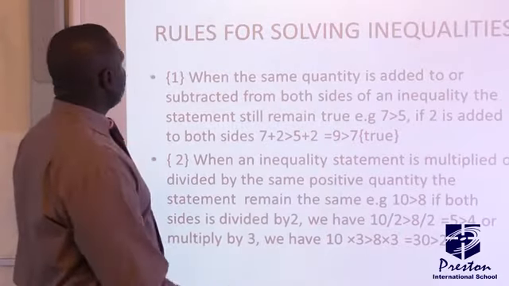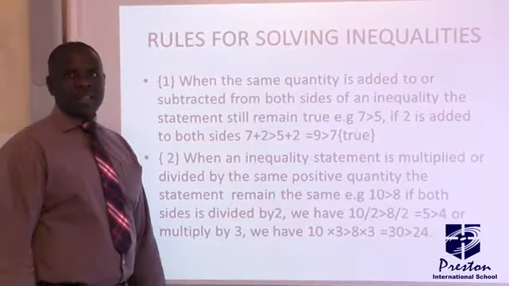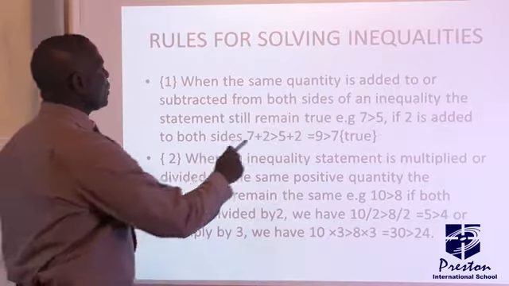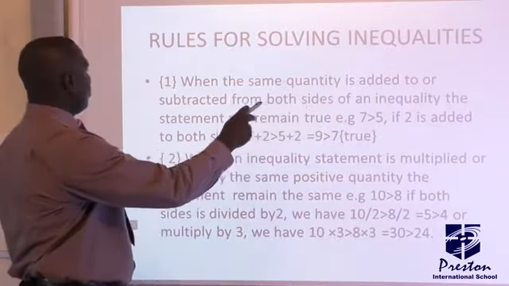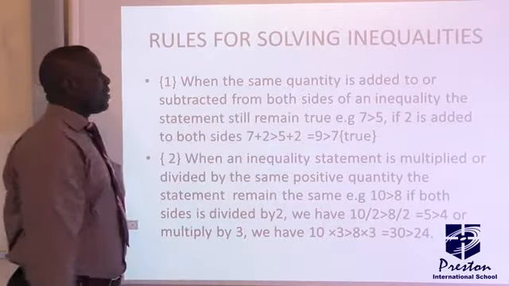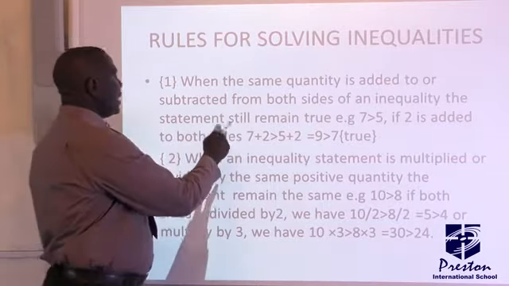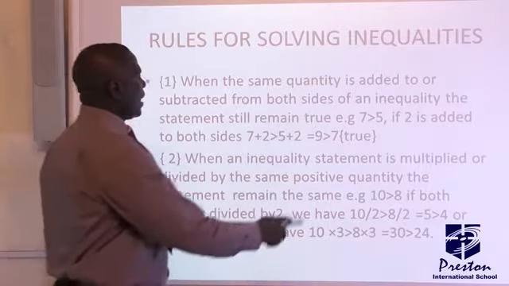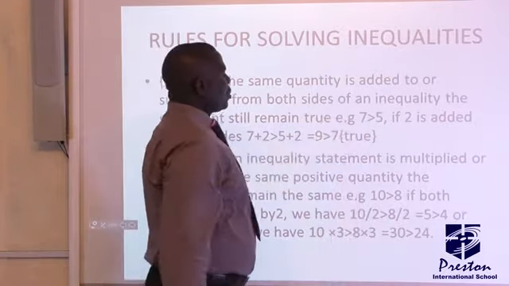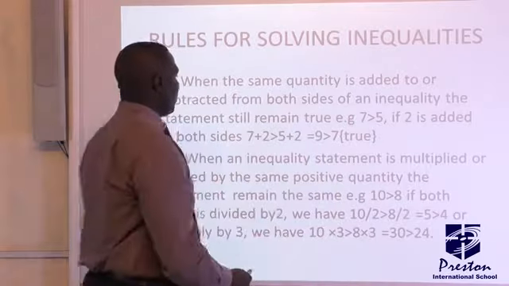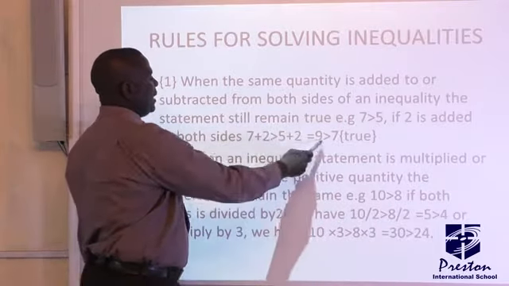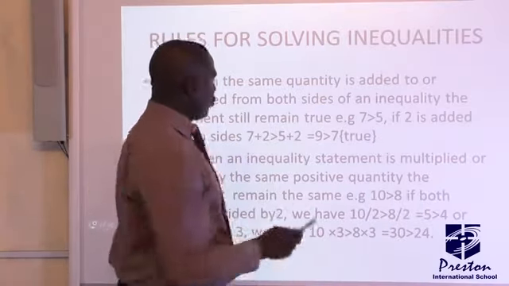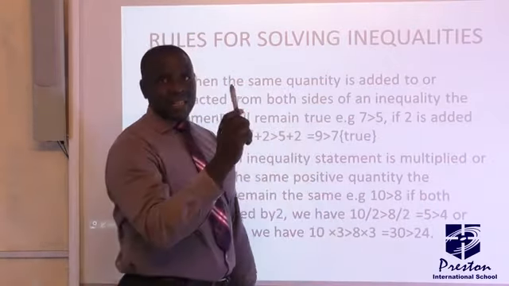Now, let's take a look at the rules for solving inequalities. The first rule is saying that when the same quantity is added to or subtracted from both sides of an inequality, the statement still remains true. What do we mean by this? You can see 7 greater than 5. So if you add 2 to both sides, 2 added to 7 will be 9, and 2 added to 5 will be 7. The statement is still true because 9 is greater than 7.